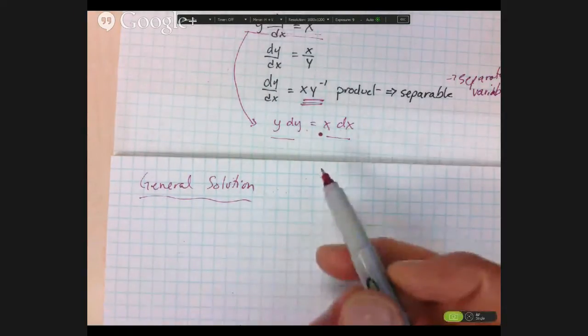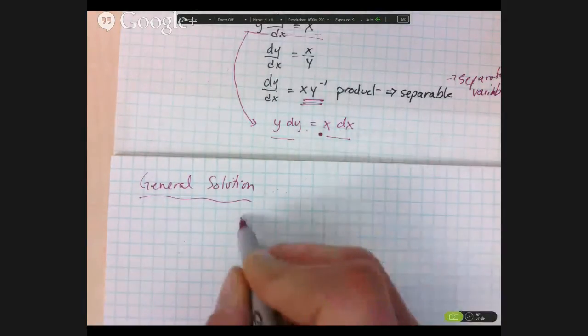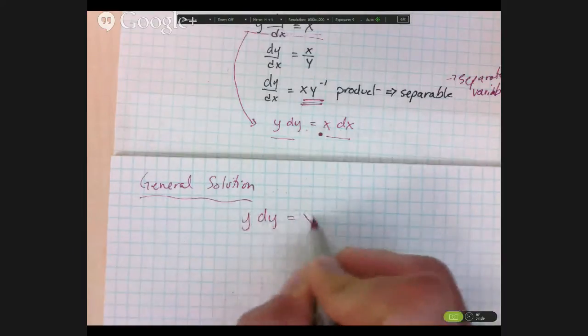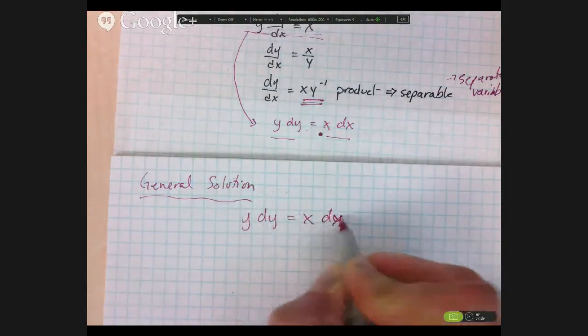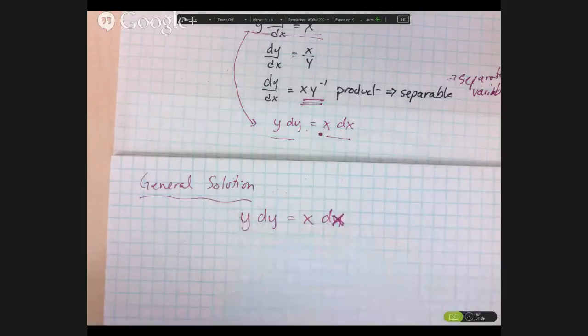Okay, for our general solution, we need to use that. Now we can integrate.